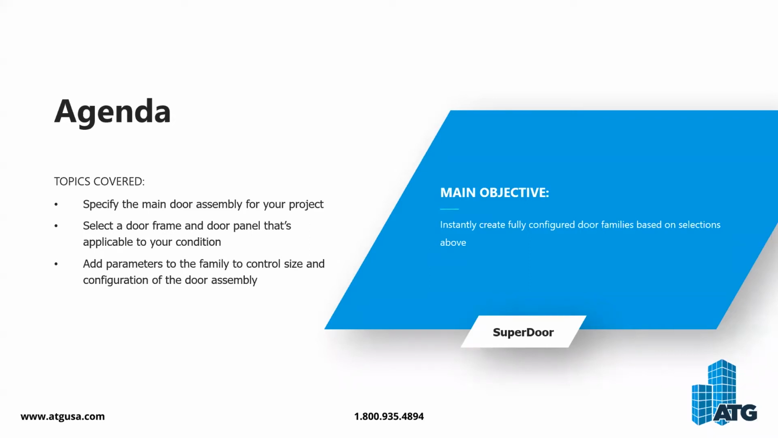In this presentation, we're going to specify the main door assembly for our project inside of the software. We're going to select a door frame and door panel that's applicable to our condition. We're going to add parameters to the family to control size and configuration of the door assembly. And we'll also instantly create fully configured door families based on those selections above.